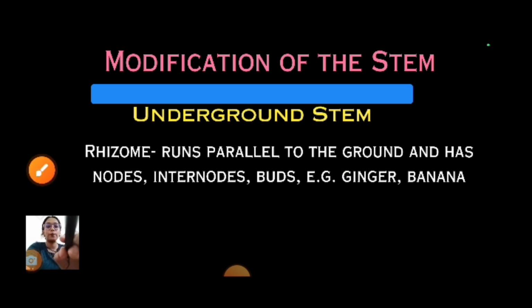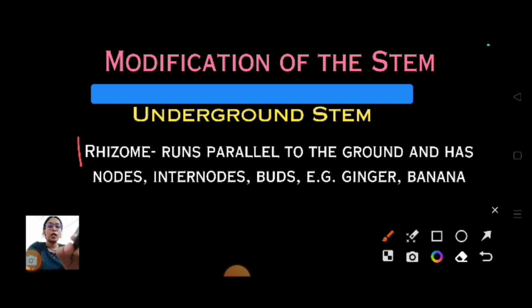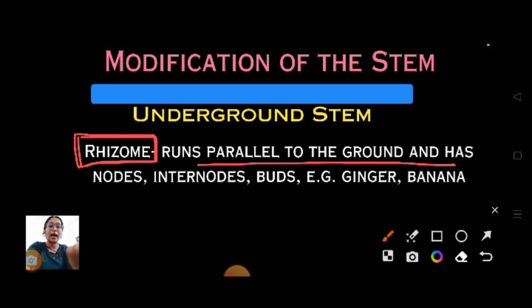Let's see the first one. Underground modification number 1, rhizome. Rhizome runs parallel to the ground and has nodes, internodes, buds. Example in ginger and banana. So in the ginger and banana plant, they run parallel to the ground. As it contains nodes and internodes, obviously the stem will have nodes and internodes, and it will also have buds.